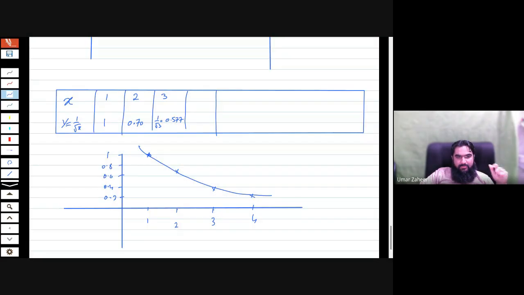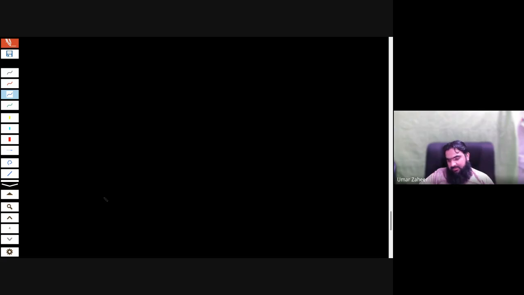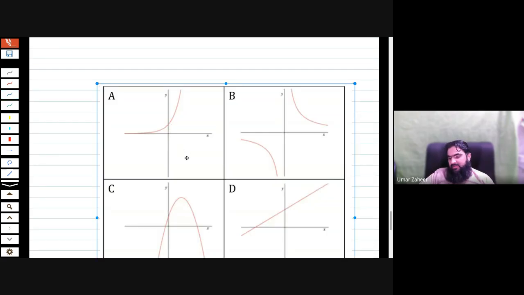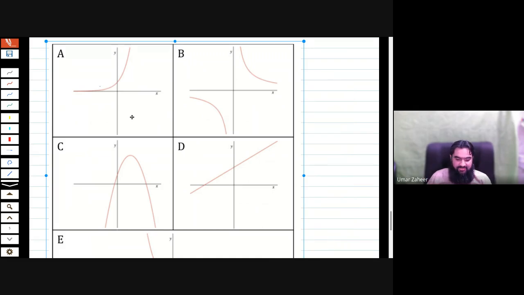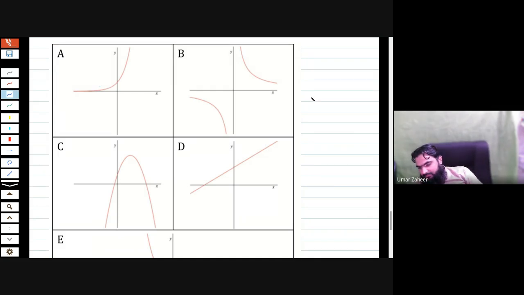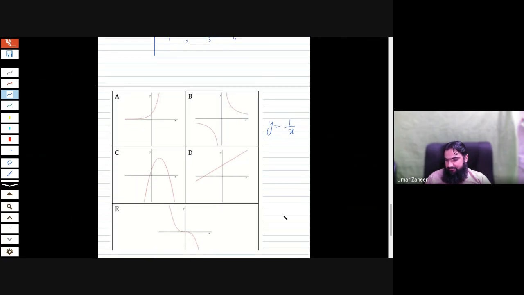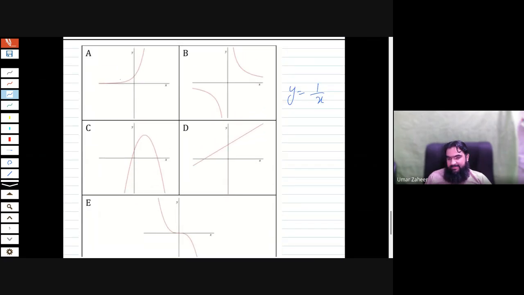Sometimes the examiner gives you the question this way as well. He is going to give you the graph and different options. He is going to ask you, tell me, is it the graph of y is equal to 1 over x, or y is equal to minus x squared plus 3, or y is equal to 4x plus 3? For example, if I ask you, tell me which is the graph of y is equal to 1 by x or 2 by x, which graph is it?